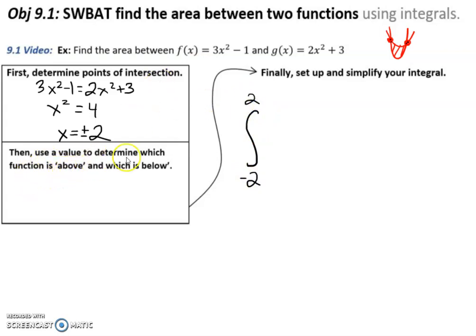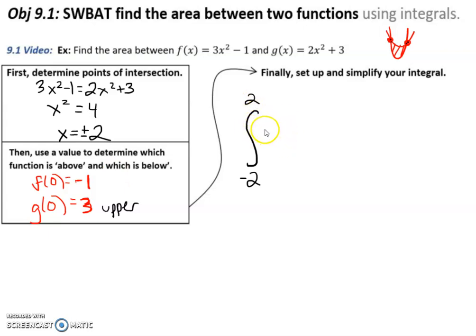Second, we need to determine what our higher and lower function are. In order to do that, we pick a value in between our limits, the easiest one you can choose. I'm going to choose 0 right now, and just plug it into the functions. We'll see which one is higher. So I'm going to find f of 0, and I'm going to find g of 0. When I plug it in, I get f of 0 is -1, and g of 0 equals 3. I did not have to choose 0, I just had to choose something in between -2 and 2. Clearly, g is higher than f at 0, so this is the upper function and that's the lower function.